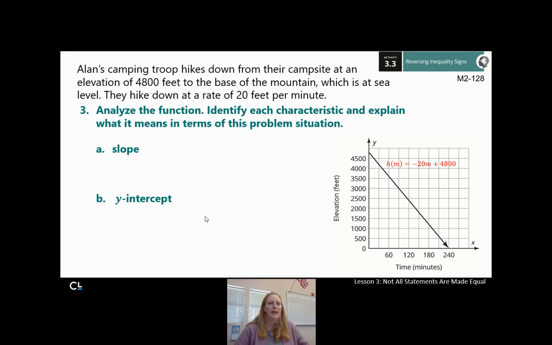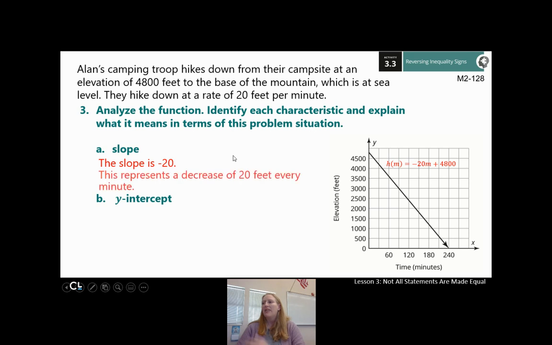All right, we've got this. Slope, that's the easy one, right? Slope is the guy next to the M. My slope is -20. I can see it, it's right there. Yay. Ooh, we are supposed to explain what it means though in terms of the problem situation. So this means that we're decreasing by 20 feet every minute, right? It's a rate of change. Every minute we've gone down 20 feet. That's why it's a -20.